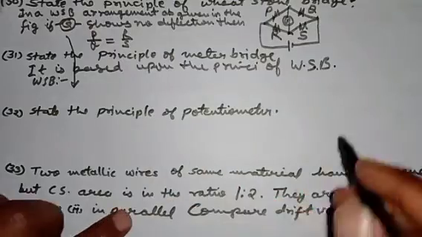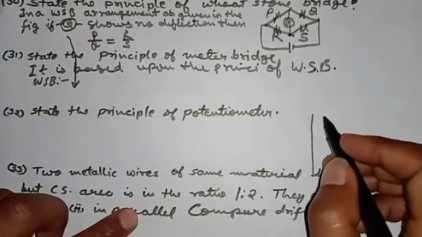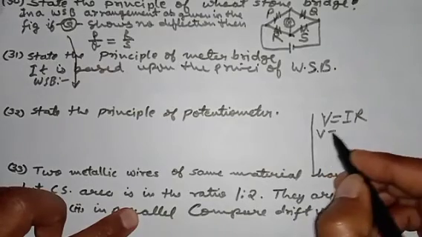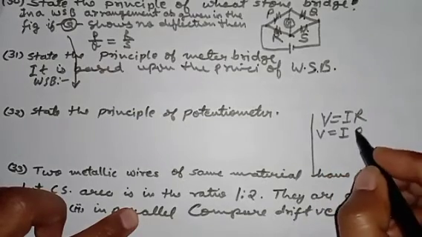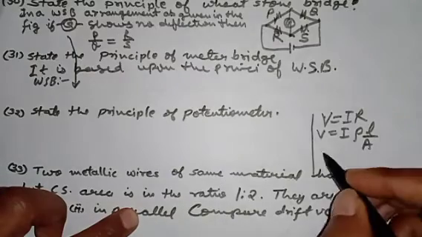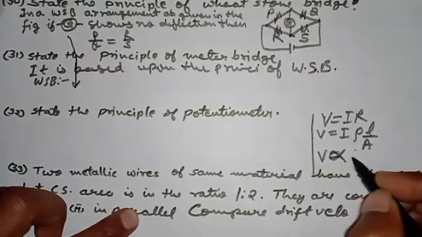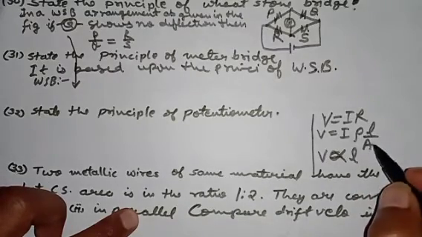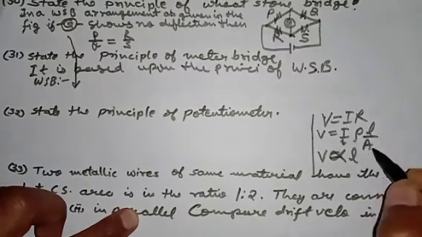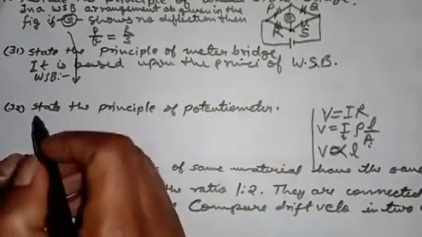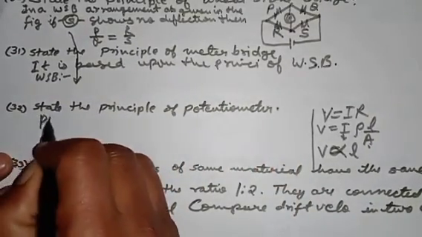Now potentiometer. So first, I'll do some work here. V equal to IR, we know, and V equal to I times, in the place of R, rho L upon A. So V is proportional to L. But when will it be directly proportional? When I and A remain the same. So keep this in your mind. Potentiometer principle.